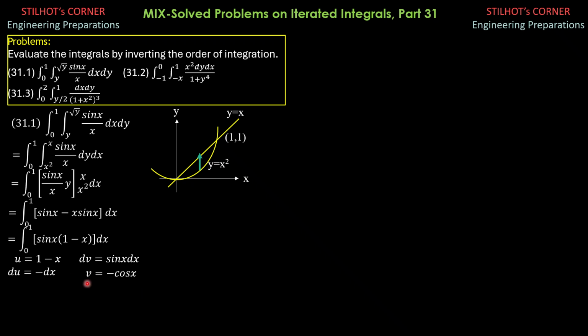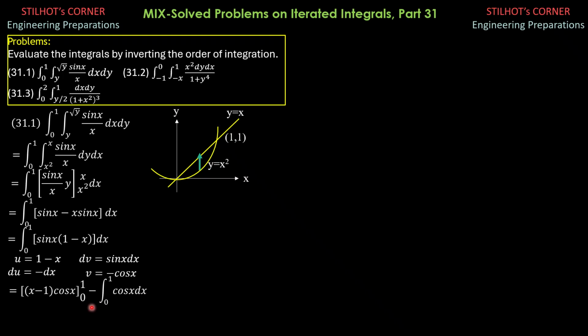So uv, so we have now equal to quantity negative cosine x times 1 minus x. So that means we make this positive cosine x, then we make this x minus 1. So x minus 1 cosine x minus integral of v du. So minus integral of negative cosine x and negative dx. So that's positive cosine x dx.